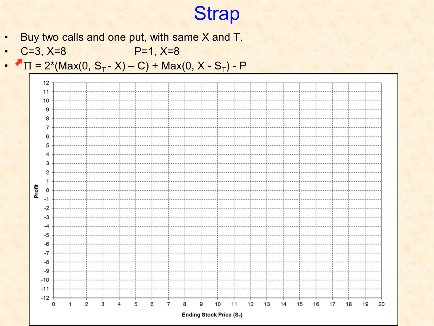Here are our premiums. The call has an exercise of 8 and a premium of 3. We're going to buy 2 of that same call option, and then our put has a premium of 1 and an exercise of 8. Our profit equation is here. Our quantity for the calls is now 2. We're buying 2 calls. Remember that at expiration, any option only has intrinsic value. There's no time value left. So we'll take its intrinsic value at expiration and subtract the premium we paid to buy that option. Likewise, for our put at expiration, it has no time value, only intrinsic value. So we'll take the intrinsic value at expiration and subtract the premium we paid to buy the put.